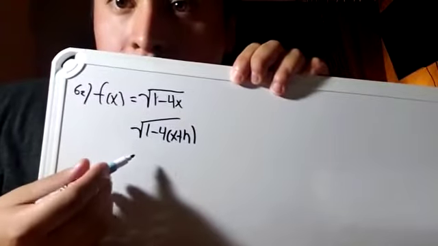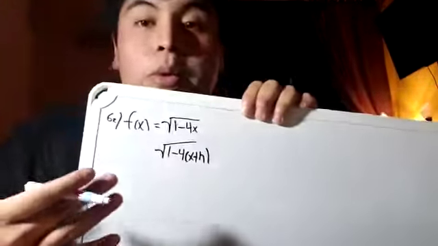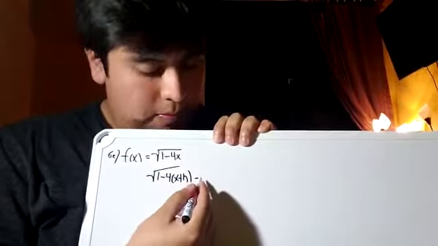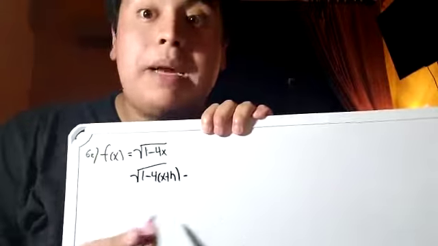It will be square root of 1 minus 4(x plus h). Then what we're going to do is subtract the original formula, which is square root of 1 minus 4x, all divided by h, meaning that it will look something like this: square root of 1 minus 4(x plus h), minus the original formula, square root of 1 minus 4x, and all over h. This is when h tends to 0.